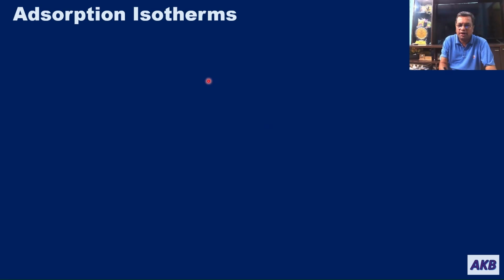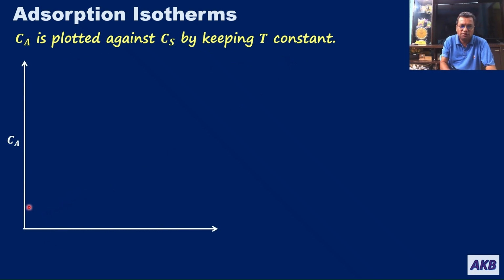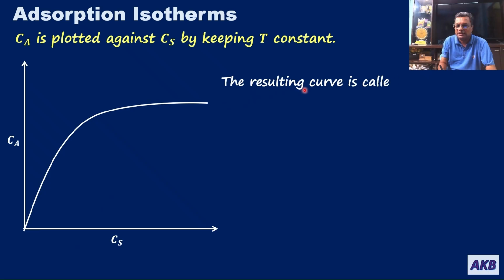Now let us talk about adsorption isotherms. As I said, if you plot Ca against Cs by keeping T constant, that is, on the y-axis you are plotting Ca, and on the x-axis you are plotting Cs, you get a curve, and this curve is called the adsorption isotherm. The resulting curve is called the adsorption isotherm.